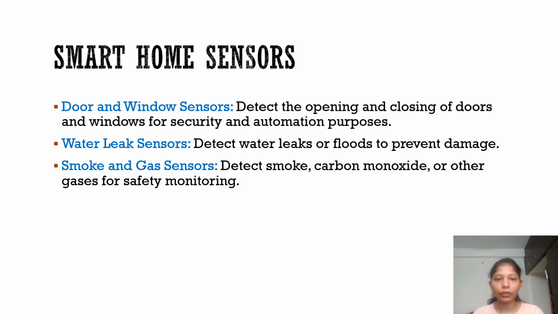Next, smart home sensors. In our homes also we use some sensors, like Alexa and many other things. For example, door and window sensors detect the opening and closing of doors and windows for security and automation purposes. Water leak sensors detect water leaks or floods to prevent damage and loss. And smoke and gas sensors detect smoke, carbon dioxide or other gases for safety monitoring.